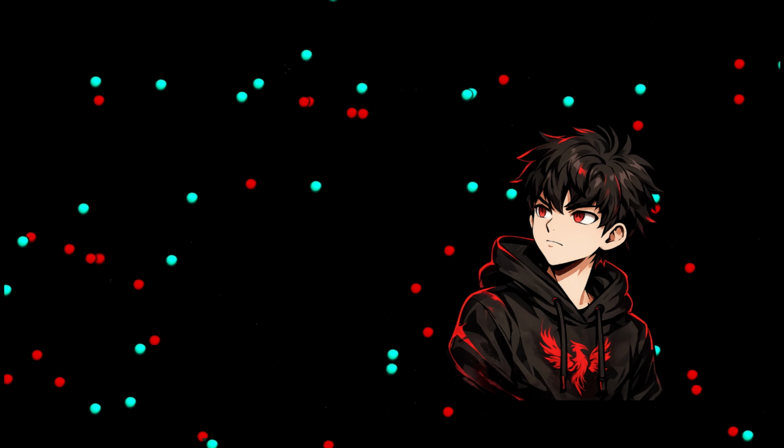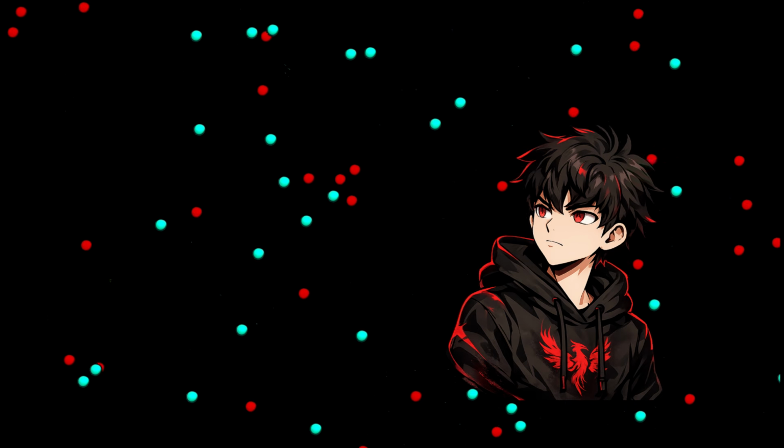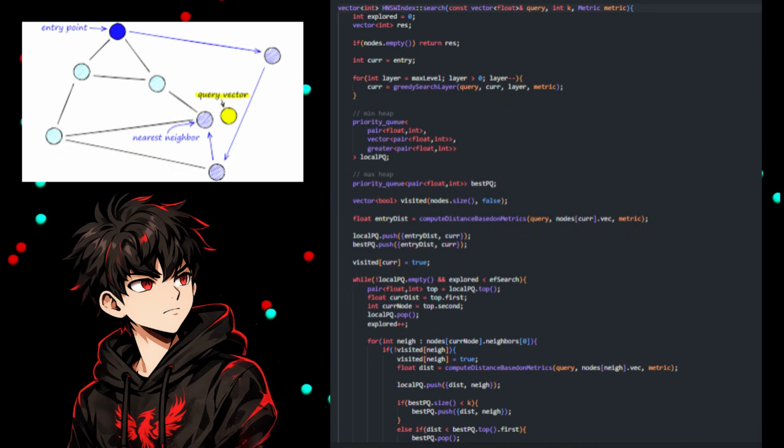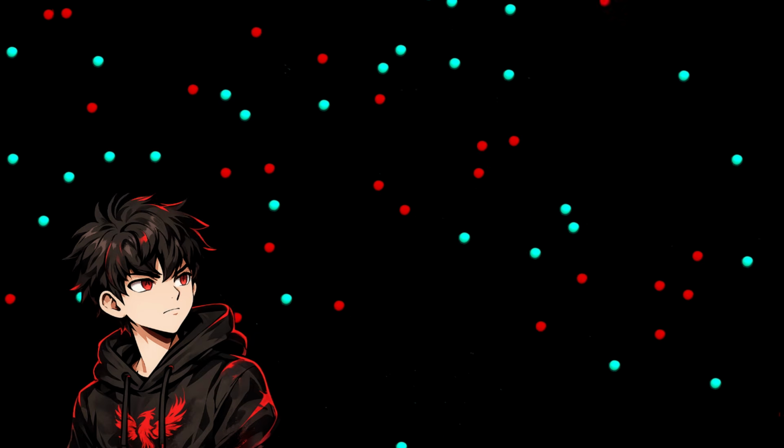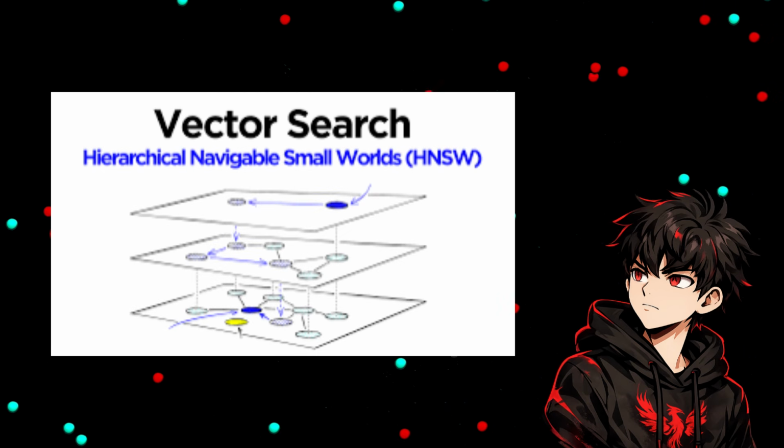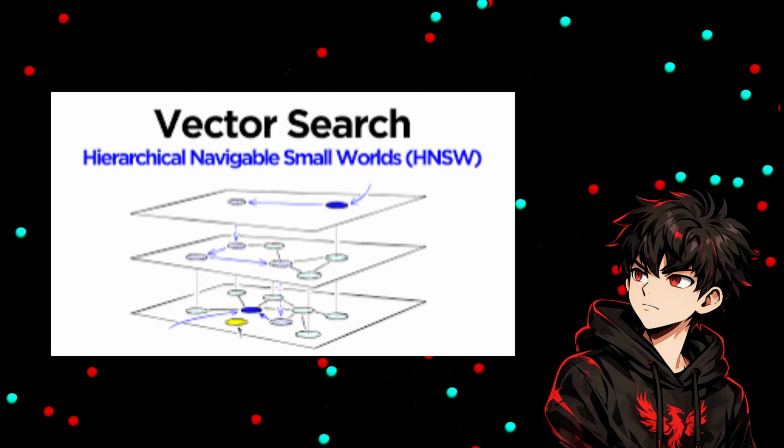At first, the name sounded intimidating, but the underlying idea is actually brilliant. Instead of organizing vectors in a tree, HNSW organizes them as a graph. Each vector becomes a node, and each node maintains connections to its nearest neighbors. The graph is built across multiple layers. The upper layer provides fast navigation, the lower layer provides precise retrieval.